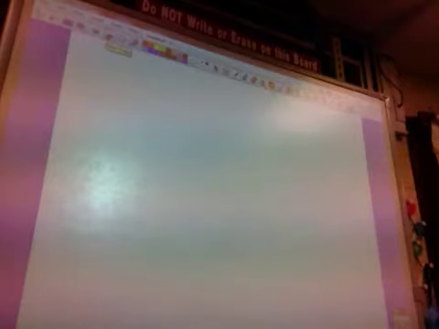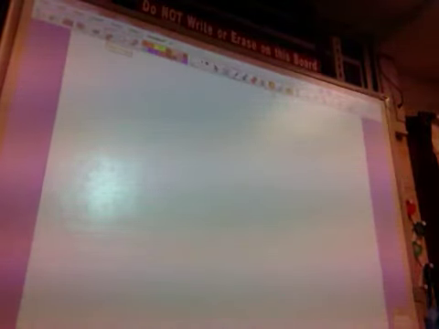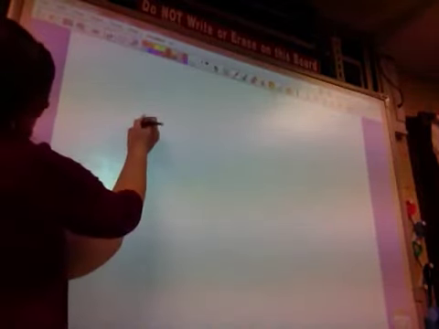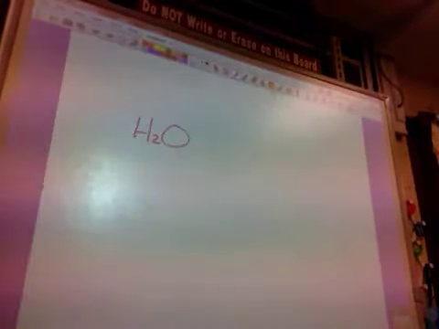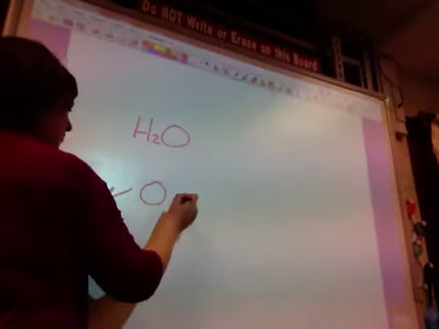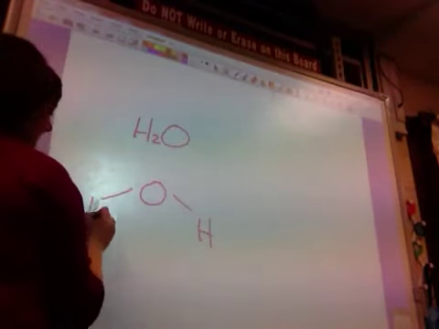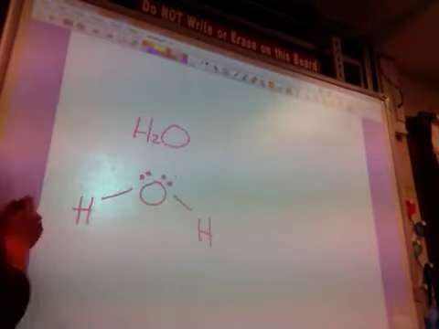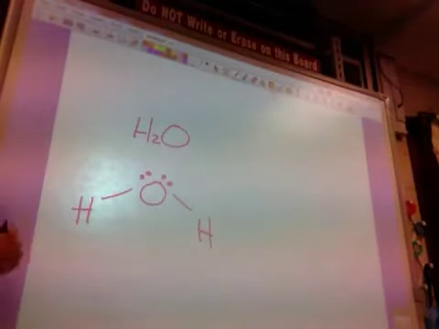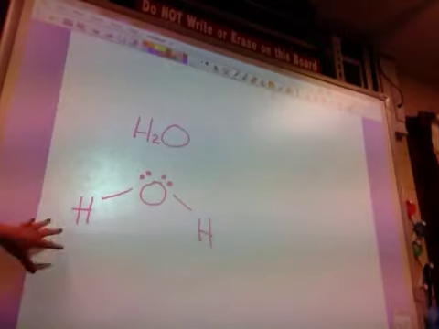Sorry guys. If you want to determine if something's polar, let's look at an example. H2O is a good example. Okay, H2O, for time's sake. Water looks like that. That's the Lewis structure for water.